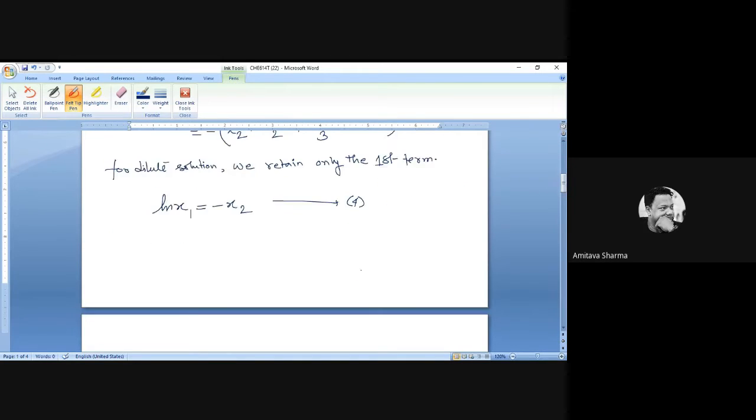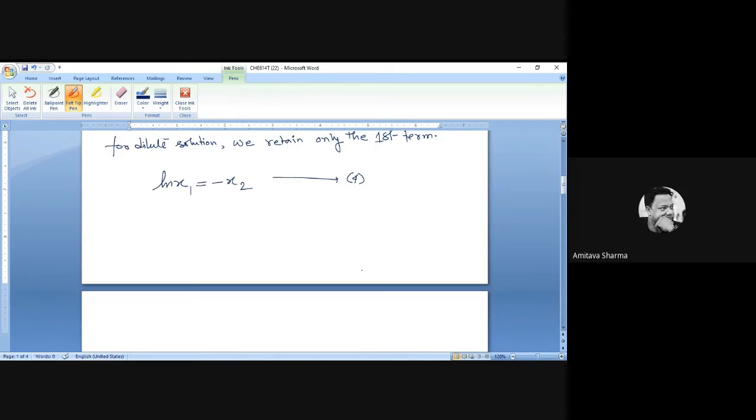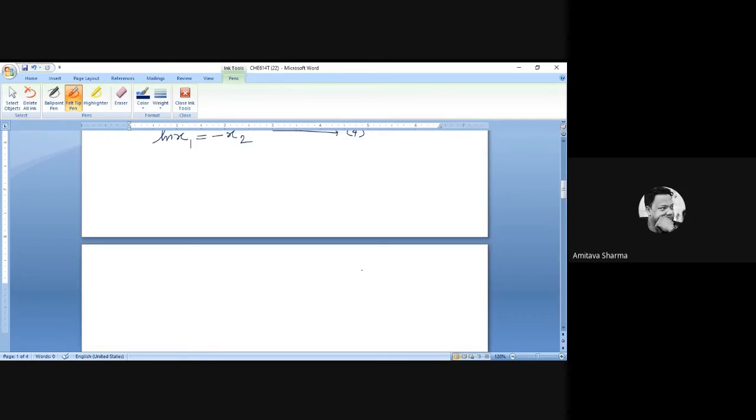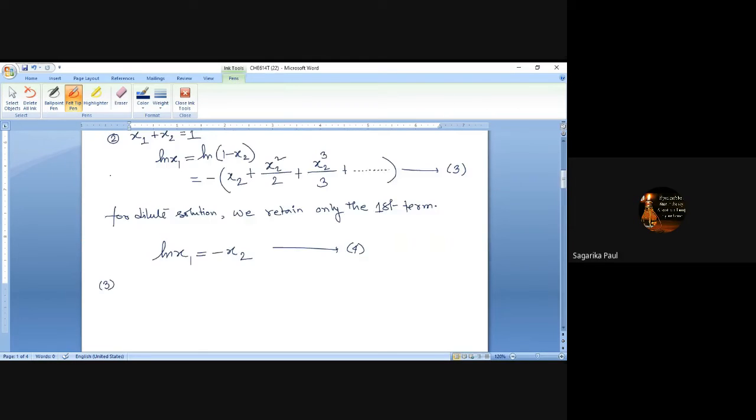Don't worry, I am going to finish this total scenario within 10 to 12 equations. So almost I have written 4 equations. Now the assumption number 3.